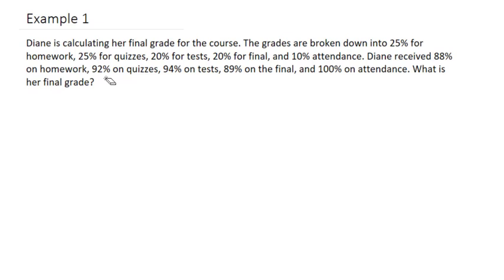In order to do this, we're going to have to calculate. We see that she got an 88% on the homework, which is worth 25% of her grade. So we'll multiply those two together. Then she got 92% on the quizzes, which is 25% of her grade, so we'll multiply those together. Then on the test, she got a 94%, which is worth 20% of her grade. And then on the final, she got an 89%, which is 20% of her grade. And then lastly, she got 100% on attendance, which is worth 10% of her grade. So we'll multiply those together.